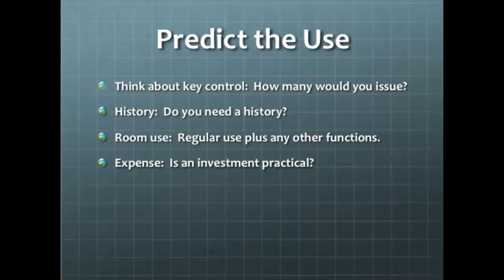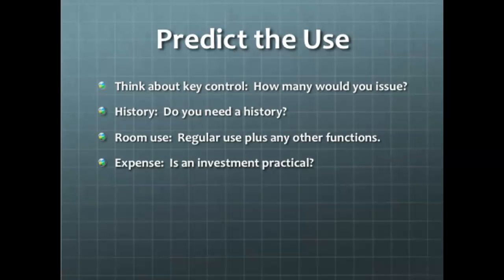If key control is going to be a problem where a lot of people need to get in and out of a certain area, then access control is probably the better way to go. If you need a history, then all the mechanical locks really have come off the table and you're down to electronic cipher locks or some sort of automatic electronic access control system, right?